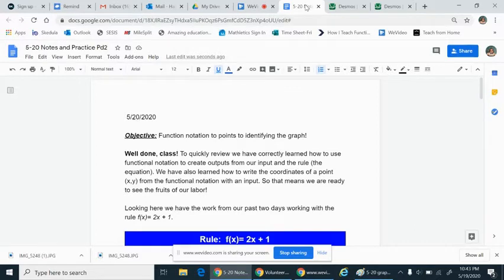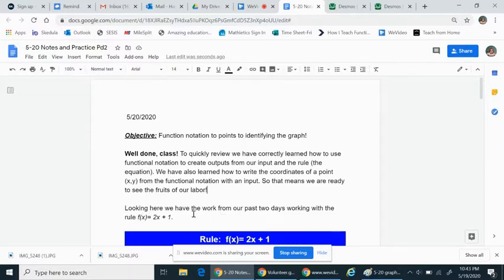To quickly review, we have correctly learned how to use functional notation to create outputs from our input and the rule, the equation. We also learned how to write coordinates of a point, x, y, from the functional notation with an input. So that means we are ready to see the fruits of our labor, which is just another fun way to say we're ready to see how our hard work is paying off. Looking here, we have the work from our past 2 days, working with the rule f of x equals 2x plus 1.